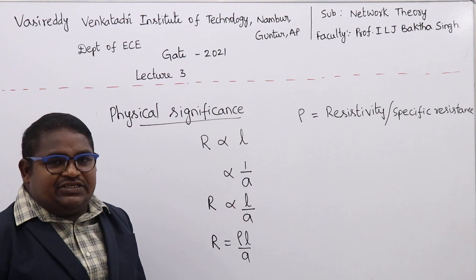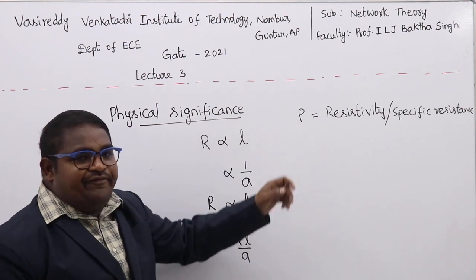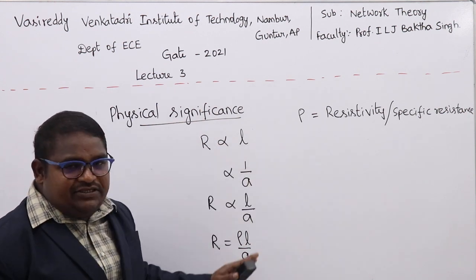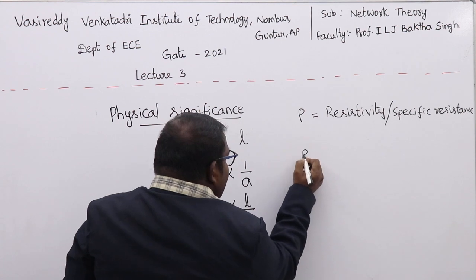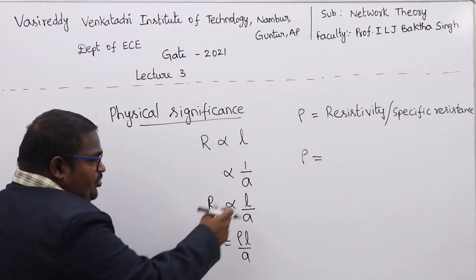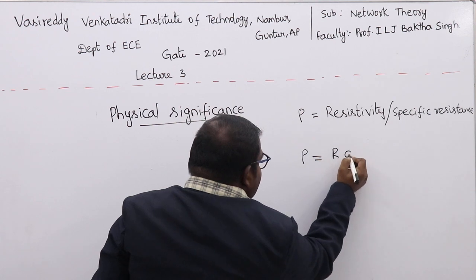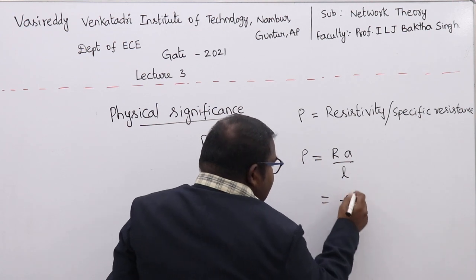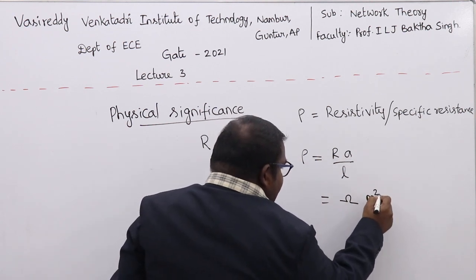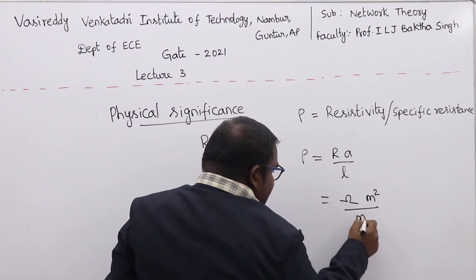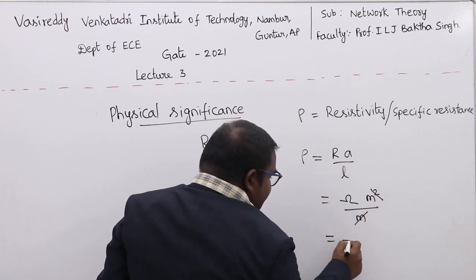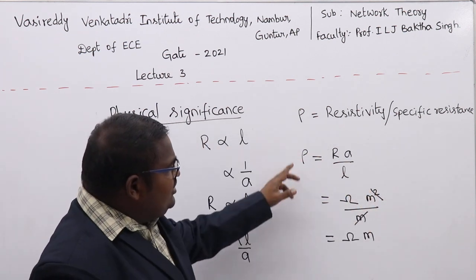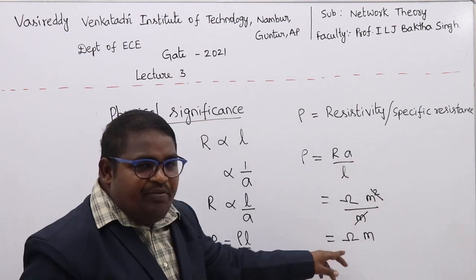In some examinations they ask what are the units of resistivity or specific resistance, and how we find this value. From this equation, rho can be written as R into A by L. The units of R is ohms, the units of A is meter square, and the units of L is meter. Hence, this can be written as ohm meter. The units of resistivity or specific resistance is ohm meter.